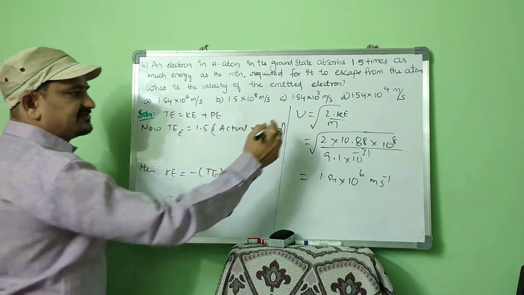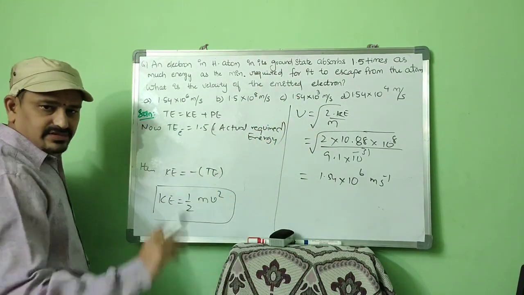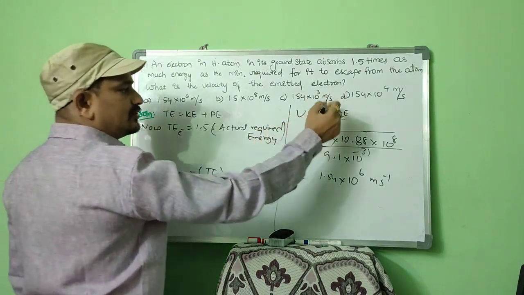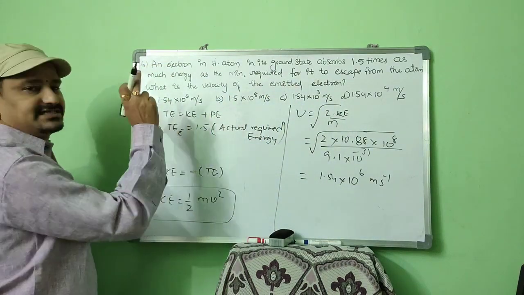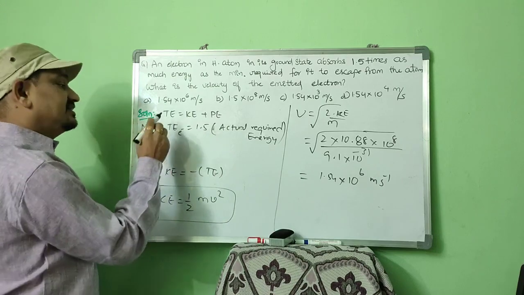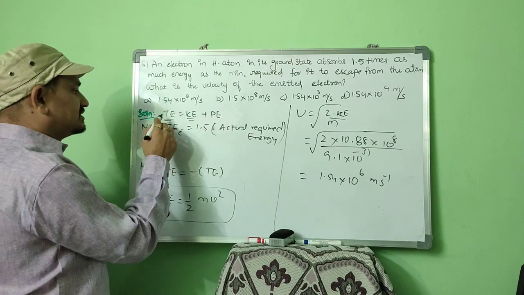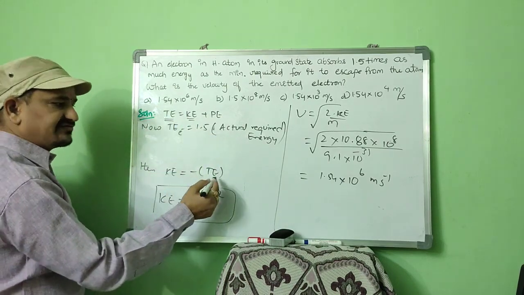So for velocity, we can use the kinetic energy formula. This is the best method. Kinetic energy is half mv square, so velocity equals root 2 KE by m. But for this, we need to find out the kinetic energy. This is the shortcut. We have total energy equal to kinetic energy plus potential energy. If you know the total energy, obviously you can find the kinetic energy, because kinetic energy is minus of total energy.